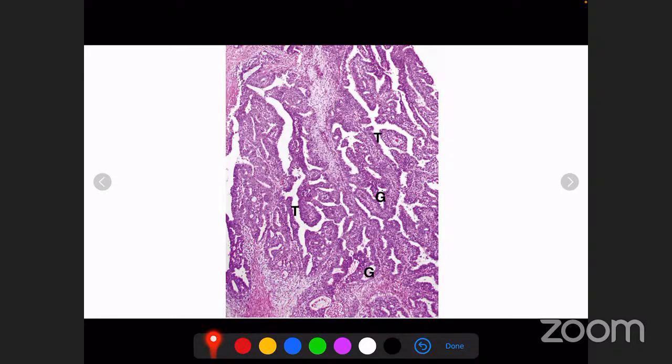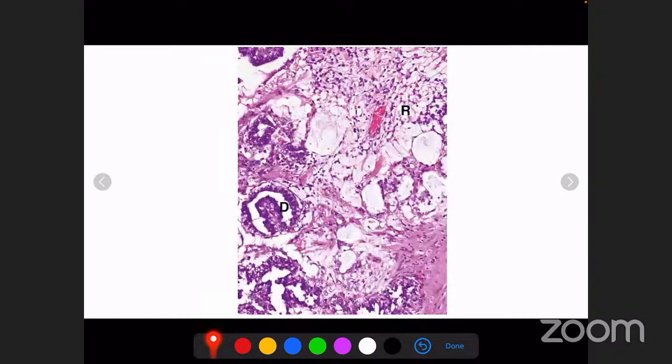Vascular and lymphatic invasion are common in these tumors. It infiltrates beyond the testis into adjacent structures such as epididymis. So this is a highly malignant tumor.